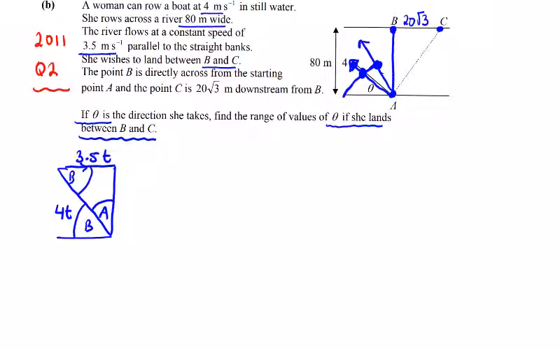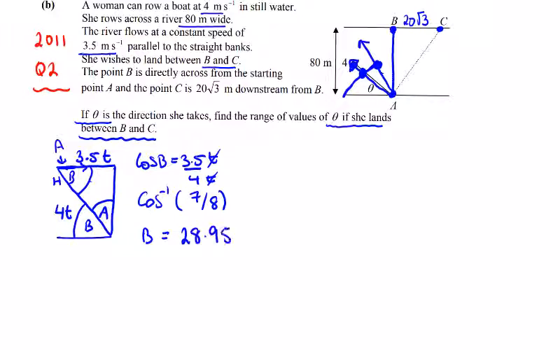So if I use this triangle to find B, I have the adjacent and the hypotenuse. So the cos of B is 3.5, I leave out the t's, they're going to cancel, over 4t. So the inverse cos of 7 over 8 gives an angle of 28.955. They don't ask for it, but that's pretty close to 29. We'll take 29 degrees for the angle B, and that's going to get her directly across.